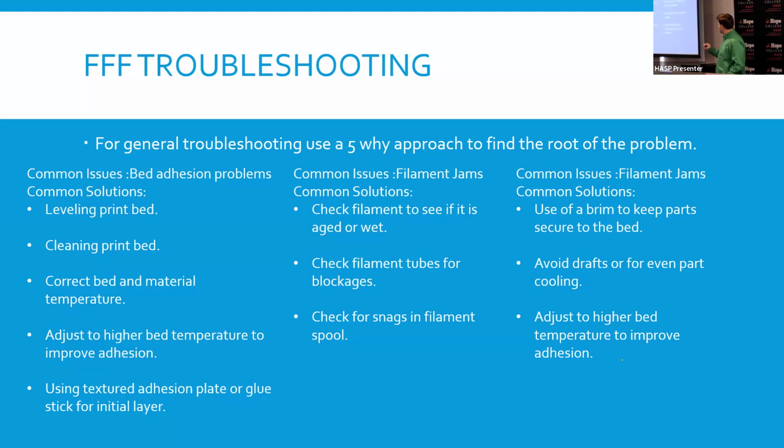Avoid drafts for even part cooling. So generally for even part cooling, if one side's cooler than the other, it's going to shrink at a different rate away from the bed. So that causes that bed warping. So that's why you would want an enclosed printer. And again, like we've said before, adjust to a higher bed temperature to improve adhesion.